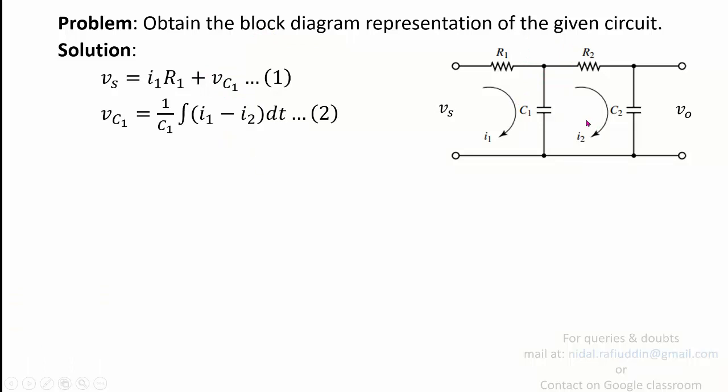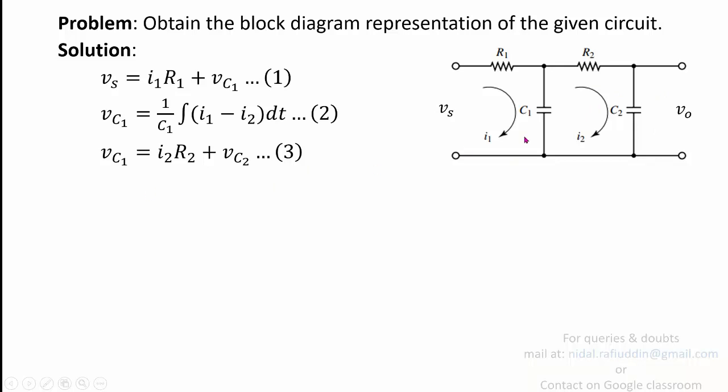Likewise, if you're going to apply KVL to loop 2, you get VC1, which is the voltage that appears across C1, then a voltage drop across R2, then a voltage that appears across C2. So you get VC1 equal to I2 R2 plus V naught, or Vc2. Vc2 is nothing but the output voltage V naught. So the voltage that appears across C2 is V naught.